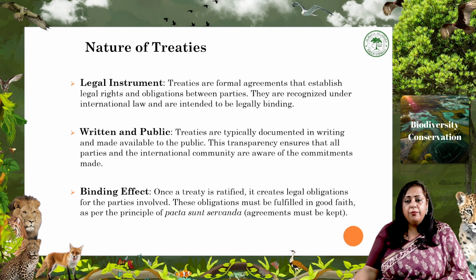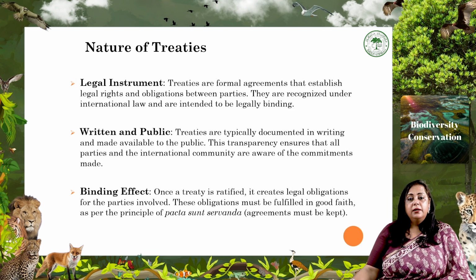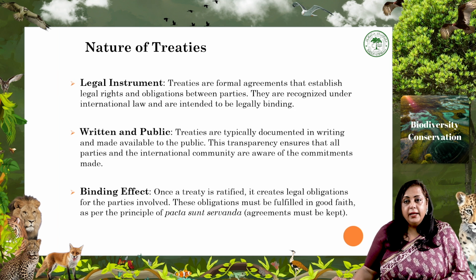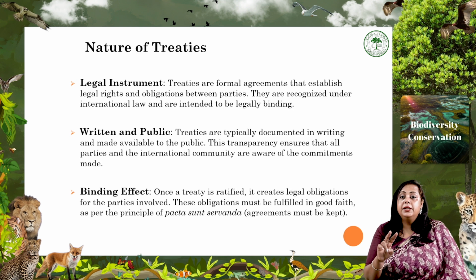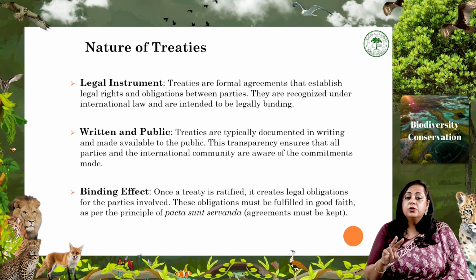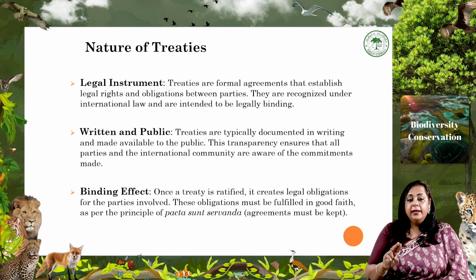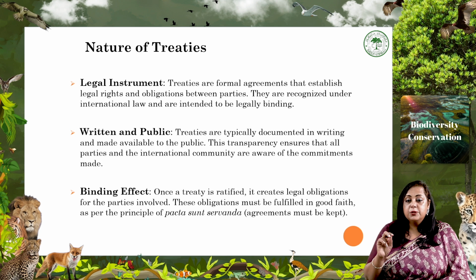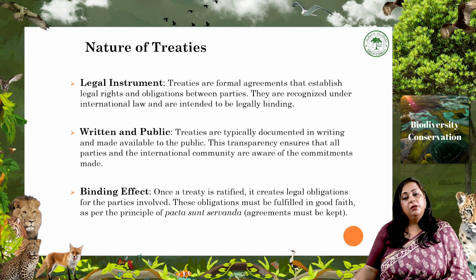Treaties are formal agreements that establish legal rights and obligations between parties. They are recognized under international law and are intended to be legally binding. Written and public: treaties are typically documented in writing and made available to the public. The agreement, the treaty has to be written. This transparency ensures that all parties and the international community are aware of the commitments made under the treaty.